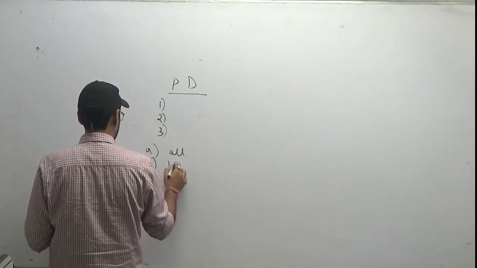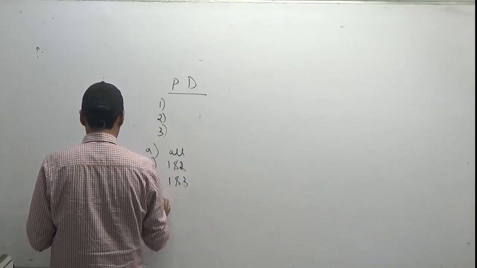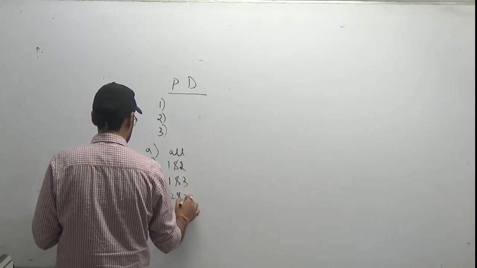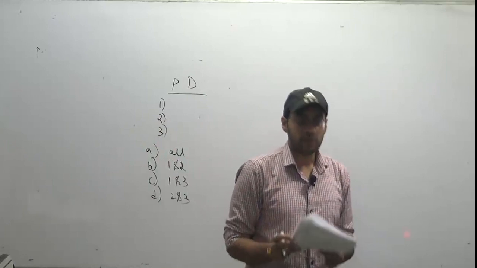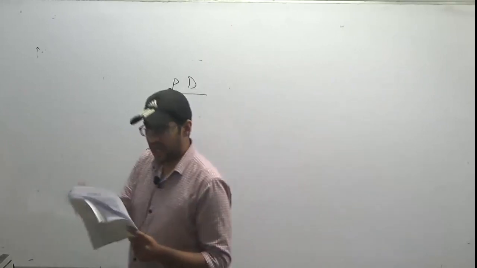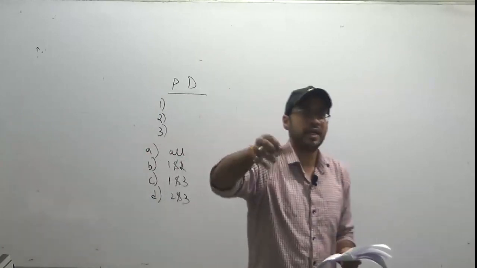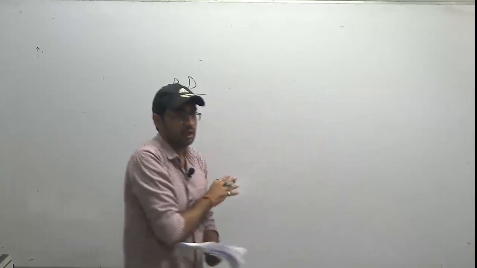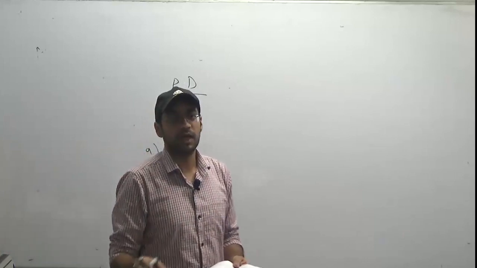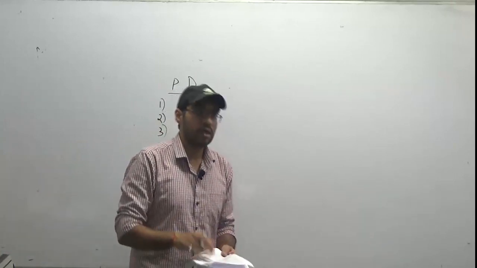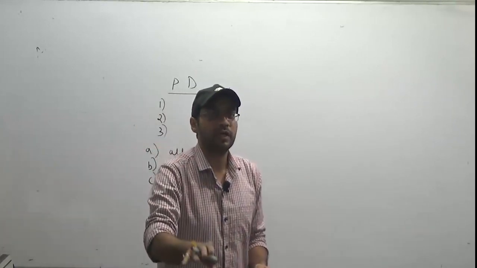Option A is all of these. Option B, 1 and 2. Option C, 1 and 3. And option D is 2 and 3. So basically you know the effects of PD controllers. You have to learn these points as they are, because in the GATE exams they can write those points and ask which of the following points are correct. The same goes for the PD controller, the PI controller, the PID controller, as well as the P controller alone.